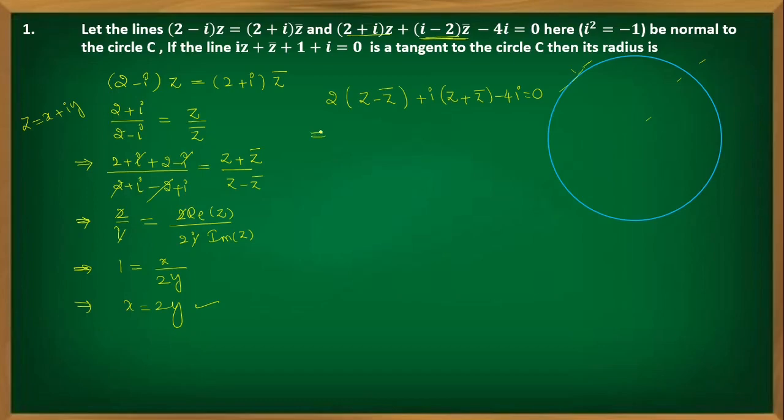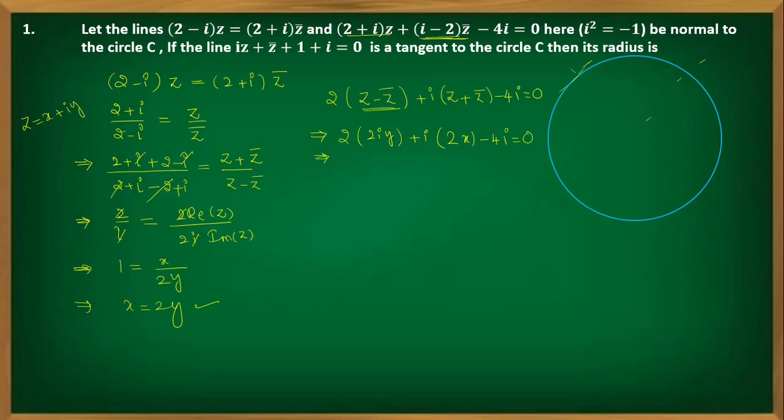Now you see here, z − z̄ is 2i times the imaginary part of z, so I use it again: 2iy. Plus i times (z + z̄), and z + z̄ is 2 times the real part of z. Real part of z is x, so 2x, minus 4i is equal to 0.